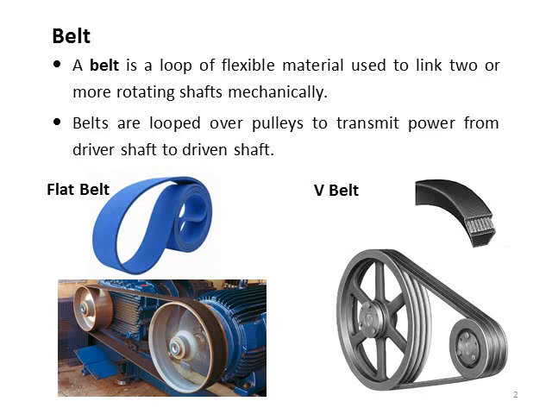Basically, a belt is a loop of flexible material used to link two or more rotating shafts, and this linkage is made mechanically. So belts are looped over the pulleys to transmit power from the driver shaft to the driven shaft. A classical example is available in your homes: the water pump.